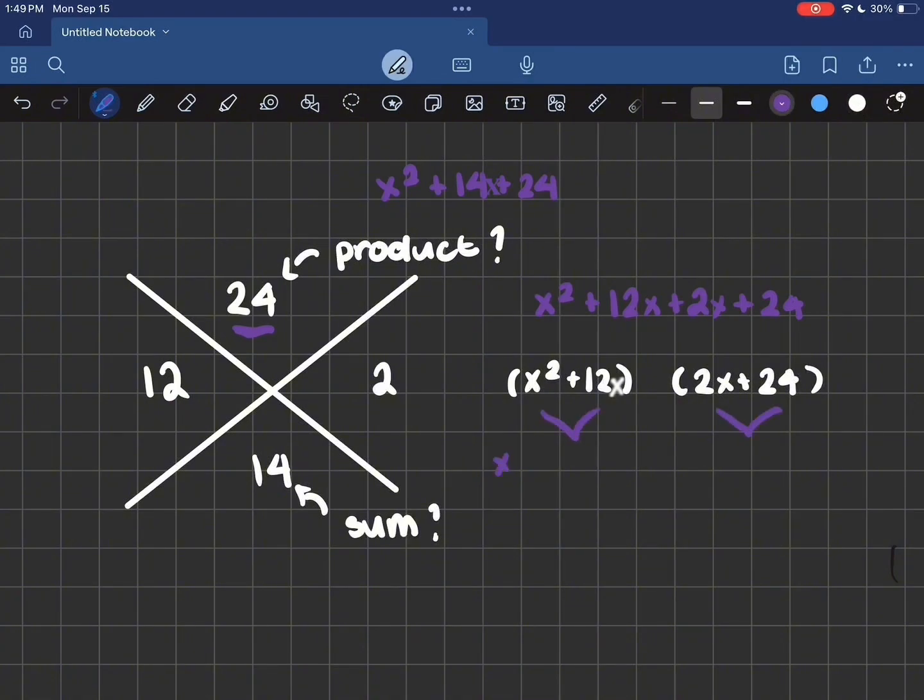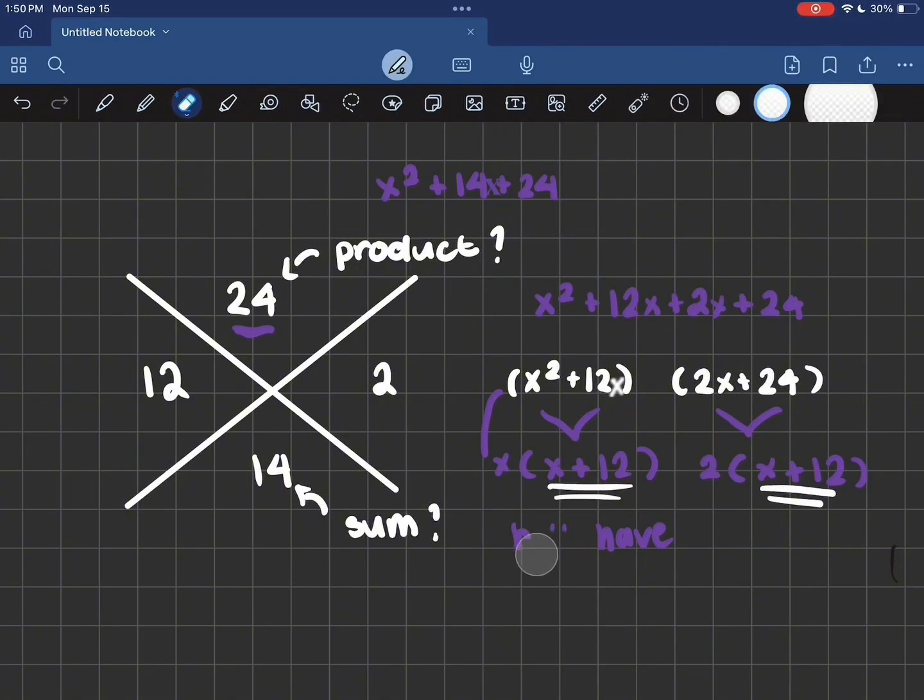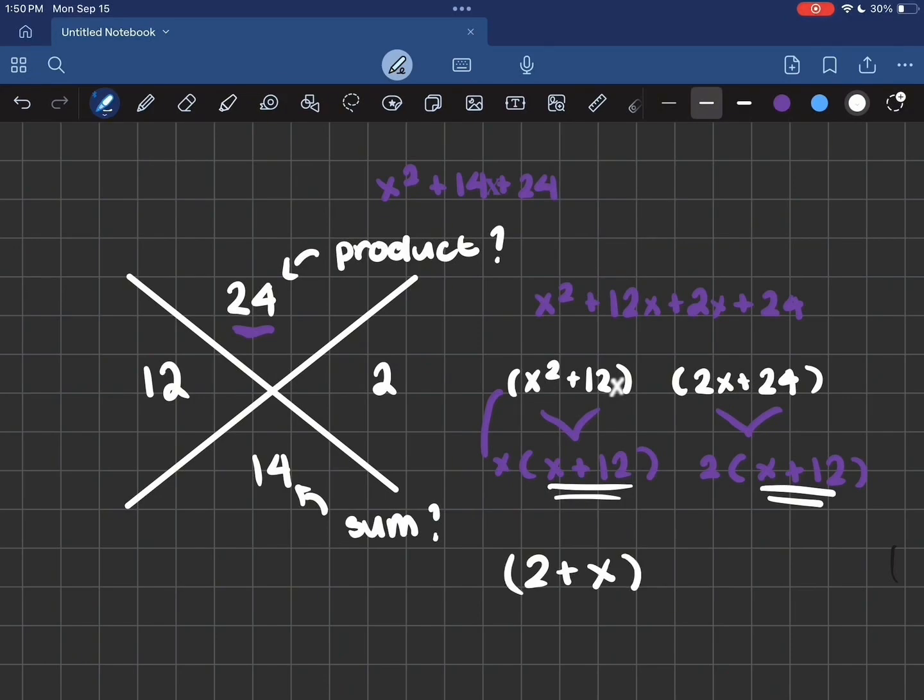We find the common factor of those two, which is x. The equation will be x parentheses x plus 12. For the second set, 2x plus 24, their common factor is 2. So their equation will be 2 parentheses x plus 12. As we can see, the numbers in the parentheses are the same, x plus 12. So we know we did the factorization method correctly. The final equation will be quantity 2 plus x from the numbers that are outside of the parentheses, and quantity x plus 12 because of the ones inside.